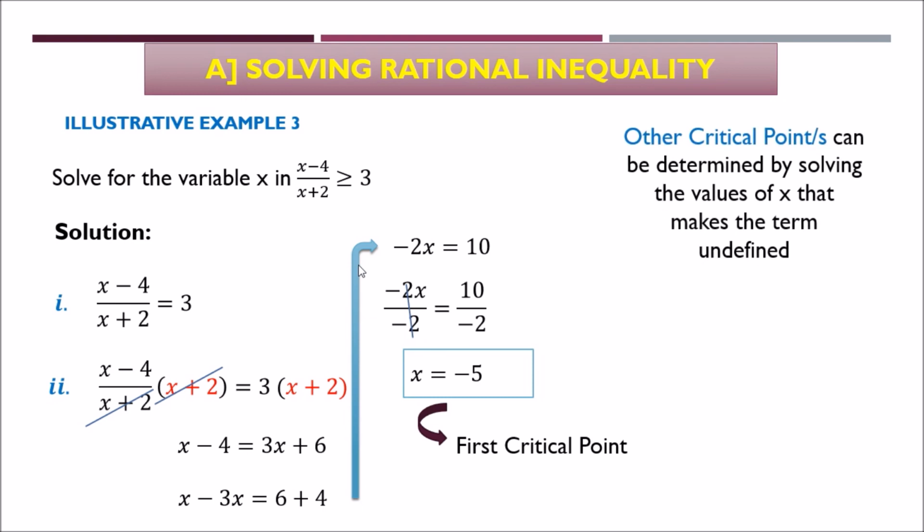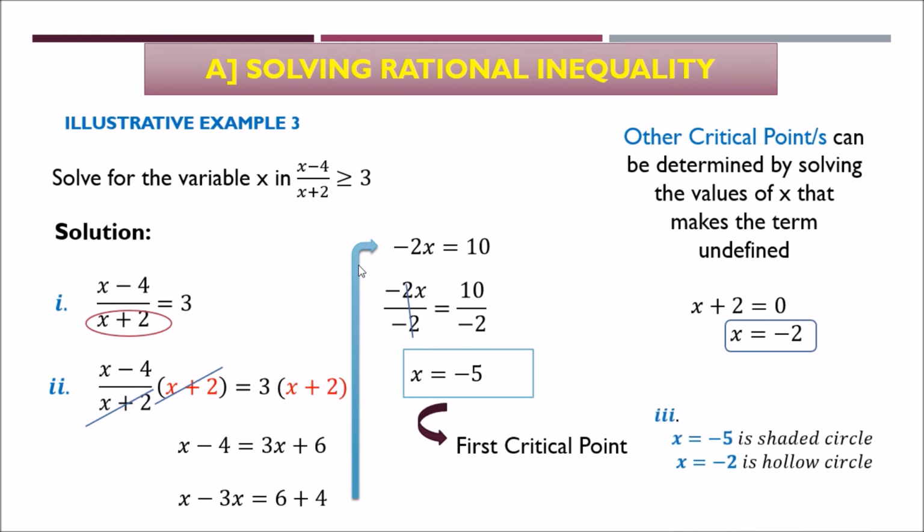And other critical points can be determined by solving for the values of x that make the term undefined. So for us to find the undefined solution, we will focus on the denominator of our equation. There, x plus 2 equals 0, because if our denominator is 0, then it will lead us to an undefined solution. So this will give us x equals negative 2 by the additive property of equality.